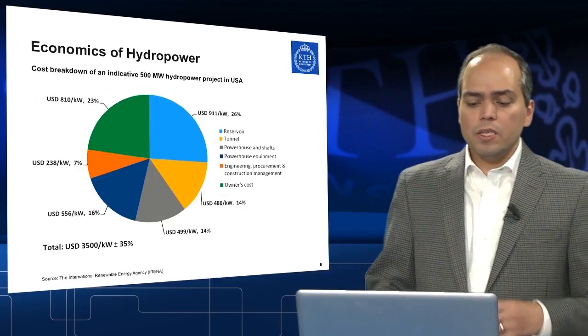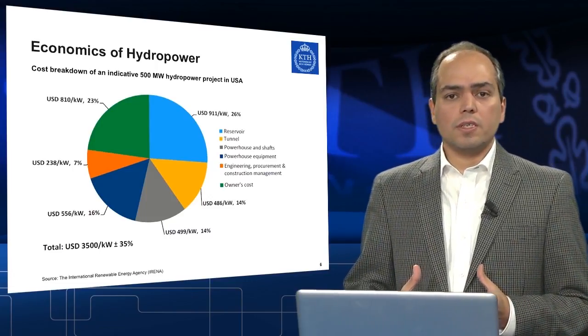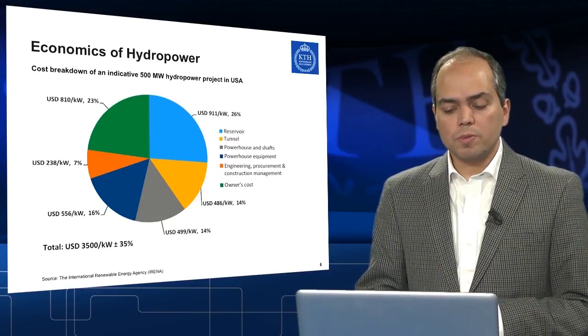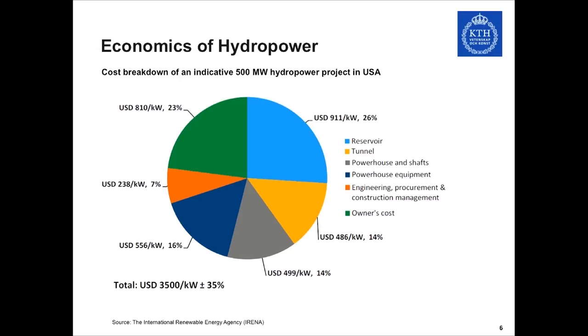So if we take a look at the share of different items in the cost of a hydropower plant, here is an example from a 500 megawatt hydropower project in the USA. You could see that the civil works are for the reservoir and the tunnel work. The gray area here is the powerhouse and the shaft itself. And then this one is the equipment, the powerhouse equipment, including the turbine and generator itself.